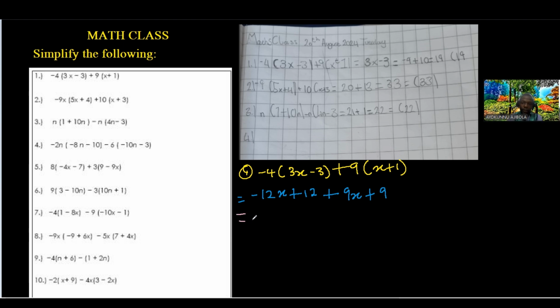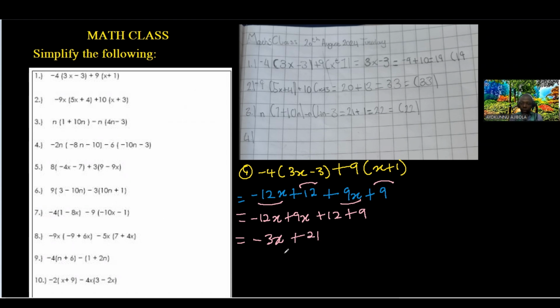And the next thing we want to do is to collect like terms, still on the same side of the equation. This one has x, this one has x, we bring them together. This one doesn't have x, this one doesn't have x, we pack them together. That is collecting like terms. So negative 12x, positive 9x, then positive 12, and positive 9. When you have a negative 12 and positive 9, you get negative 3 as the answer. Then 12 plus 9 is 21.